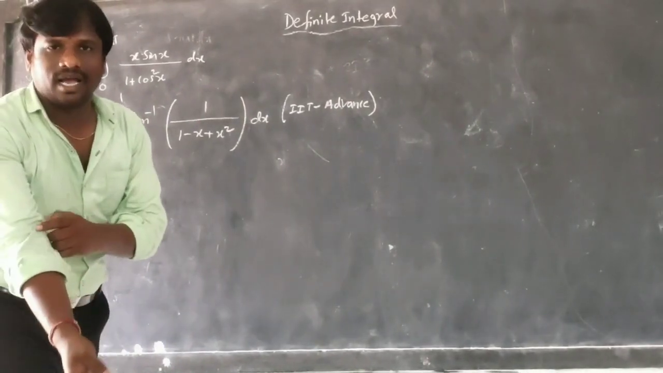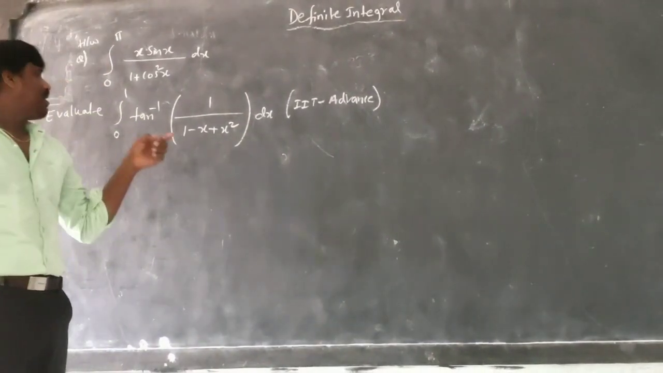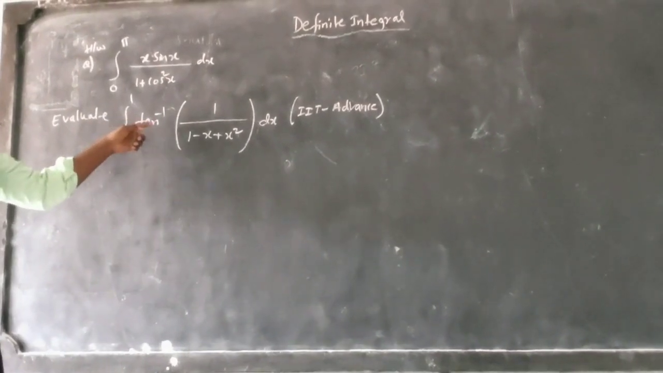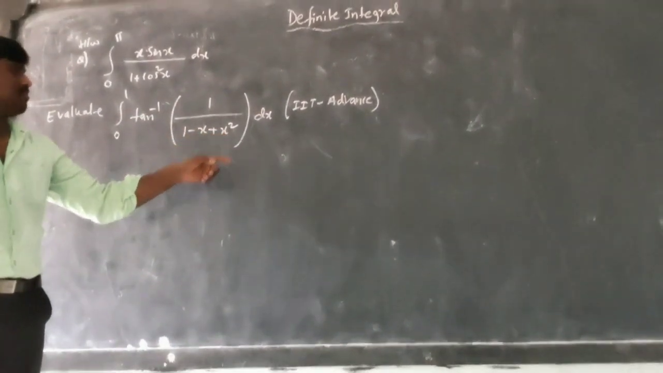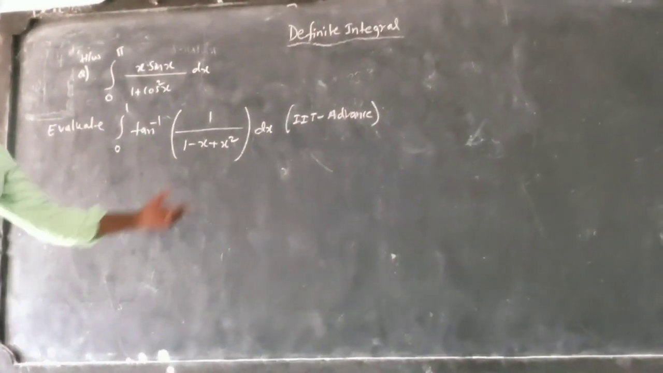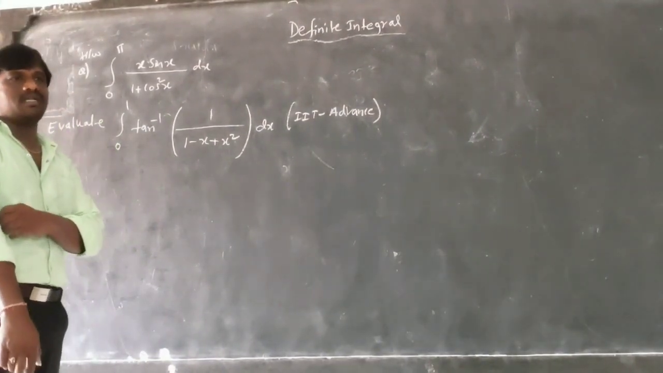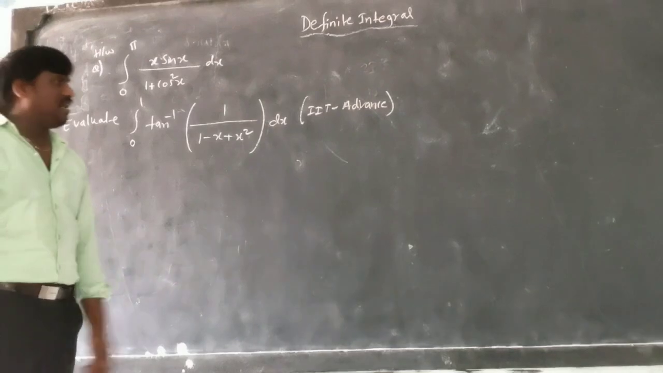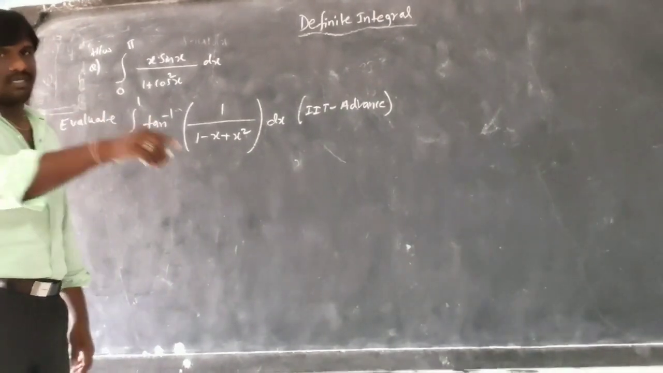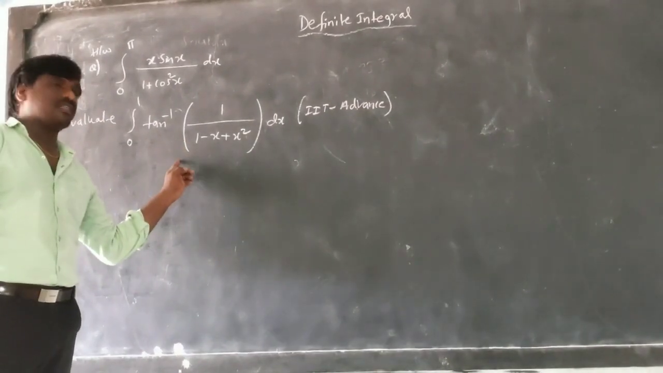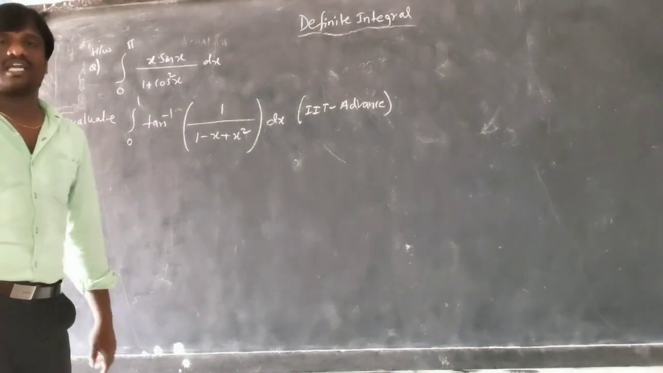Let us see, this is the IIT Advanced question. Integration 0 to 1 tan inverse 1 upon 1 minus x plus x square dx. This question was asked in Advanced. Let us look at it and solve. Based on this same thing, a question was asked in JEE Mains 2019. So if you solve this one, then you get the 2019 question.